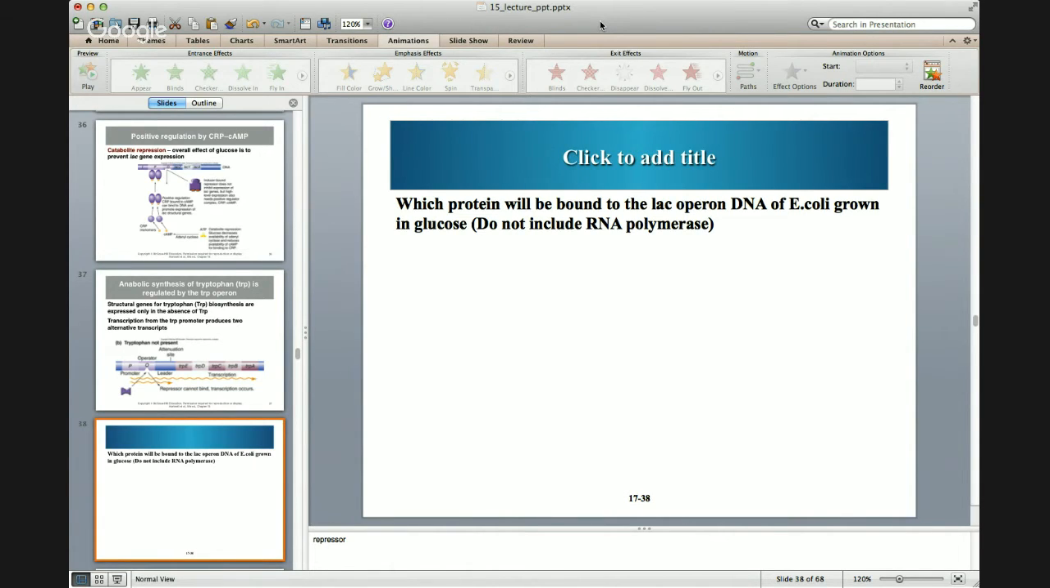When glucose is present, it prevents that cyclic AMP CRP complex from forming. And if that complex is not formed, then transcription is not enhanced. Transcription of the lac genes will not be enhanced, because that CRP cyclic AMP complex is necessary to facilitate binding of RNA polymerase to the promoter site. So when E. coli are grown in glucose, you will have the repressor protein binding instead. And I'm going to answer that on the chat.